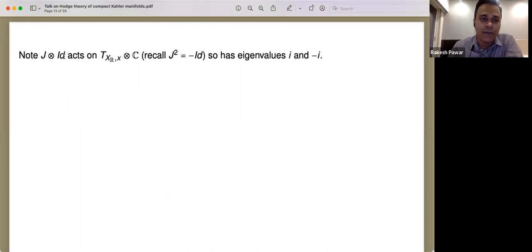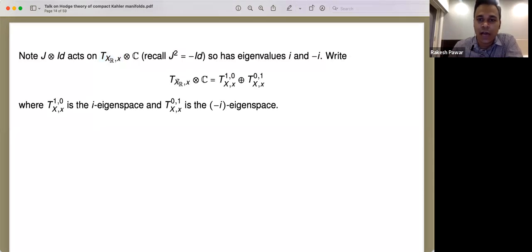Right, so I have a J, which is an endomorphism of this real vector bundle. I tensor with C, and I get a complex vector bundle, so J tensor identity acts on it. Now since it's a complex vector space and J squared is minus identity, it has eigenvalues i and minus i. So I can talk about the i eigenspace and the minus i eigenspace. So I decompose this vector space, the tangent space at a fixed point, into two pieces.